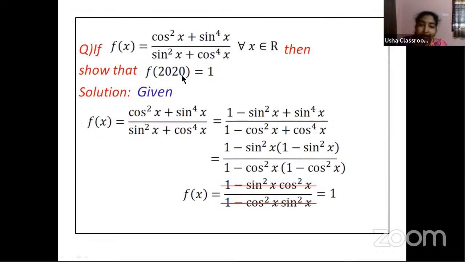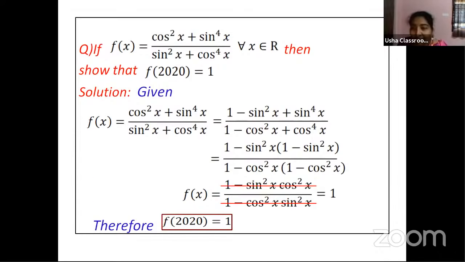Okay. Then what is your question? Did he ask you to write what is f of x? No. He's asking you to write f of 2020. So instead of x, we need to substitute 2020. Whether you substitute 2020 or 2019 or 100 or 1000, whatever it is, your answer remains only 1. So therefore, f of 2020 is equal to 1. So we can conclude saying that the given problem is representing a constant function.